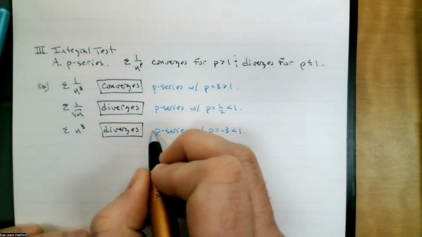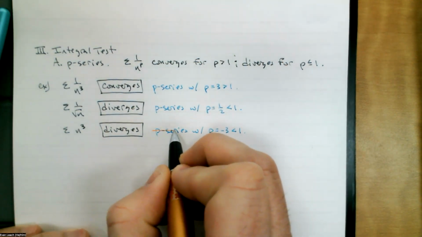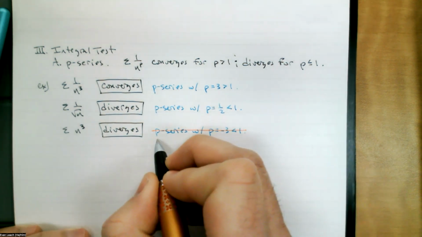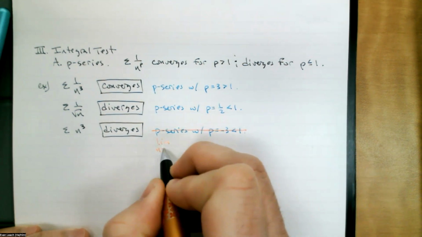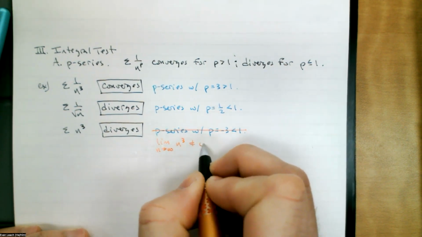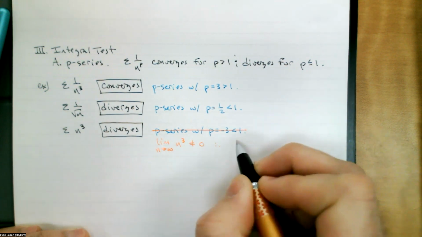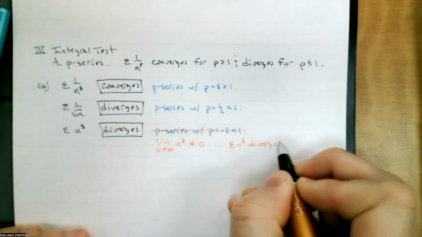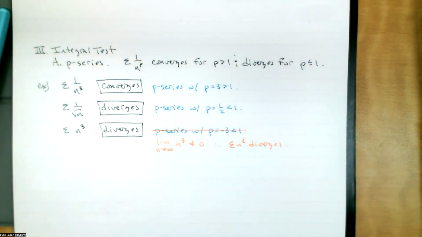You'd be like, oh, Your Honor, opposing counsel is an idiot. The limit of the terms isn't 0. That's why the series diverges.